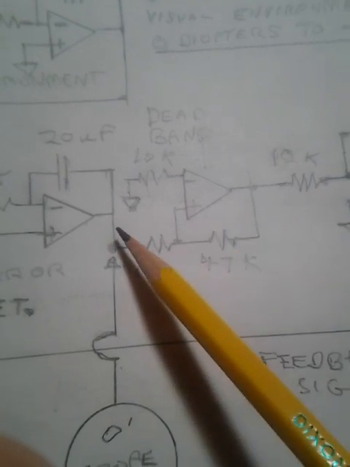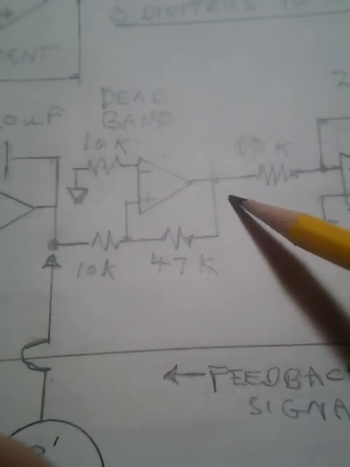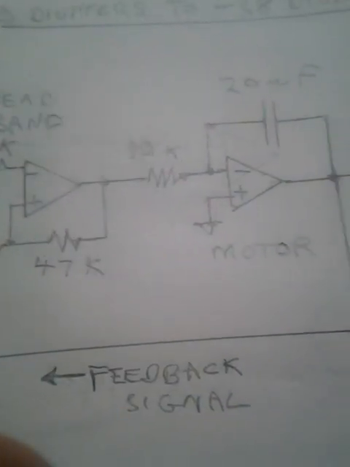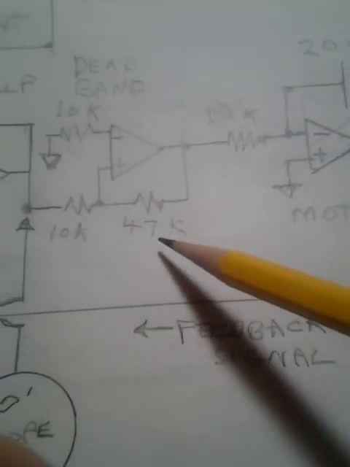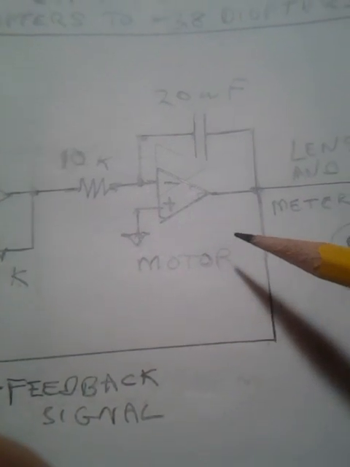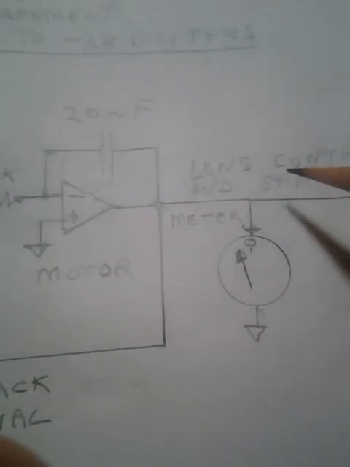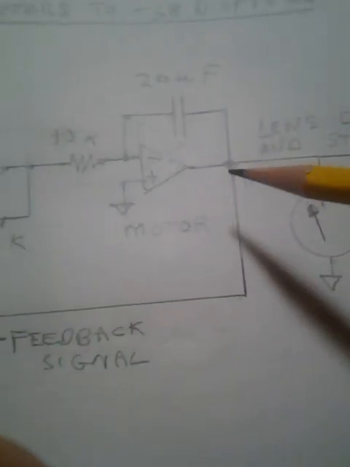a nonlinear element or hysteresis, a device that flips either full on or full off based on the signal. So the result is an oscillation in the output. I've exaggerated it slightly by using a 10K and a 47K. So there is your motor, and there is the output with a meter on it.